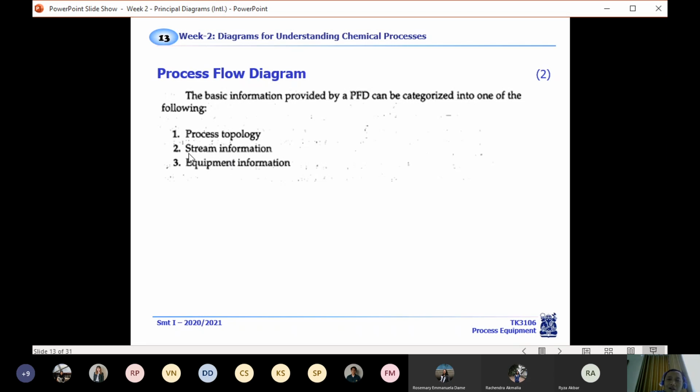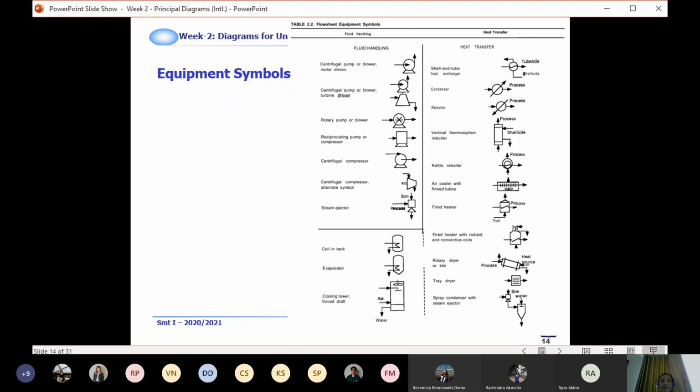In the block flow diagram, only for example the important streams have information, and that information is very limited. For example, for benzene there is only the flow rate. But here you have to have relatively complete information in terms of the mass balance. Previously, we didn't have equipment information, only blocks, only boxes. But here you will have to do that.